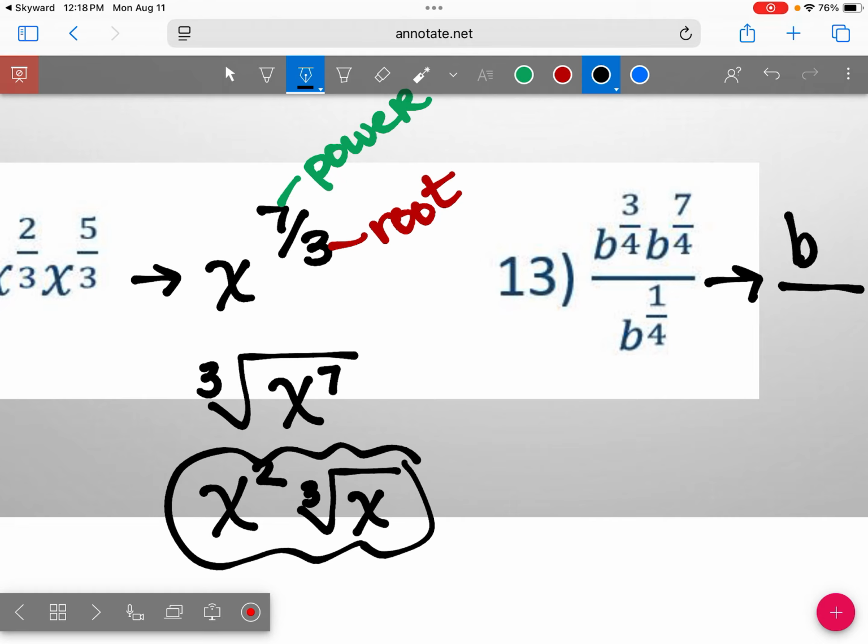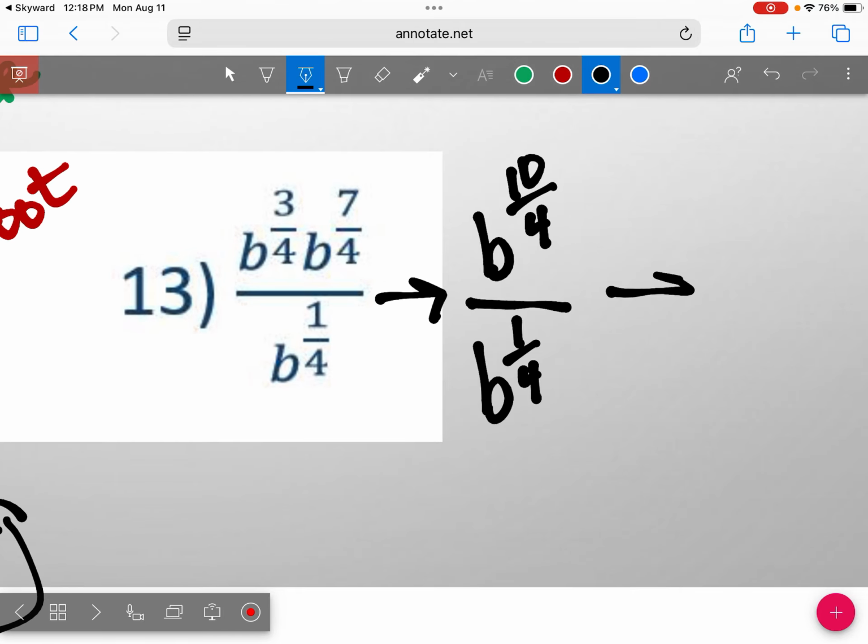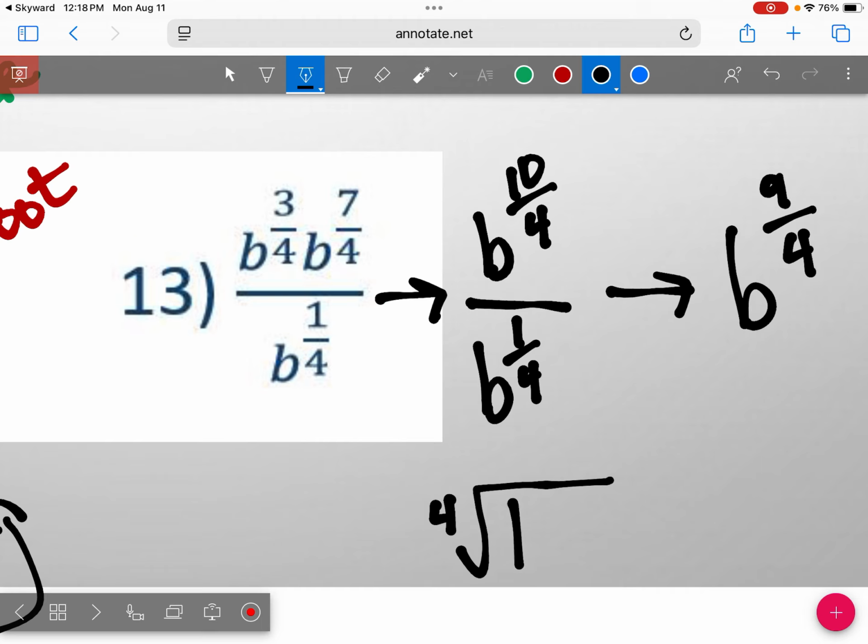So that would be B. In the top, I can add them, so that would be 10 over 4 and 1 over 4. And then we subtract. So that would be B to the power of 9 over 4. Let's go ahead and write that: the fourth root of B to the 9th. Go ahead and see if you can simplify that.